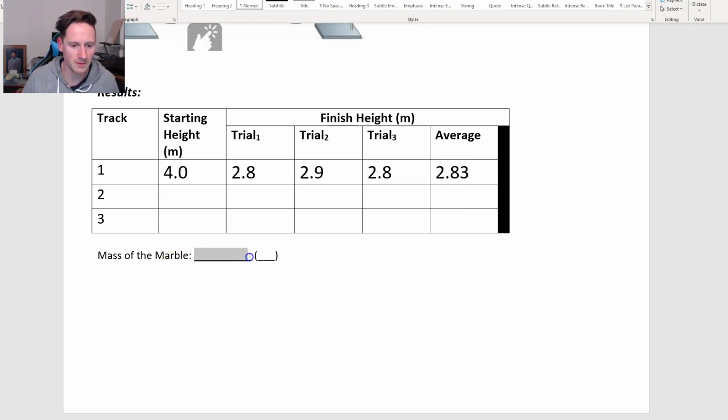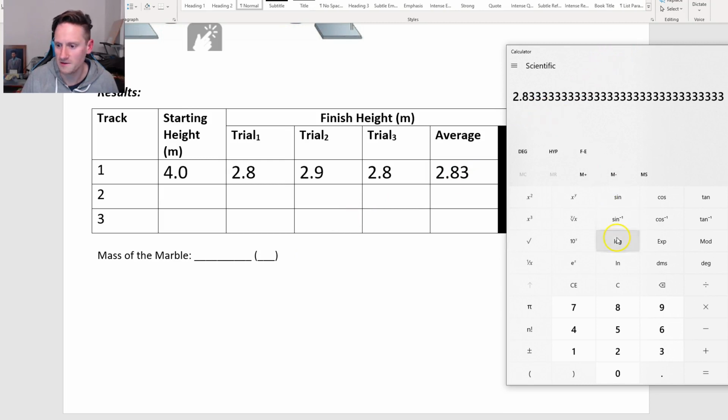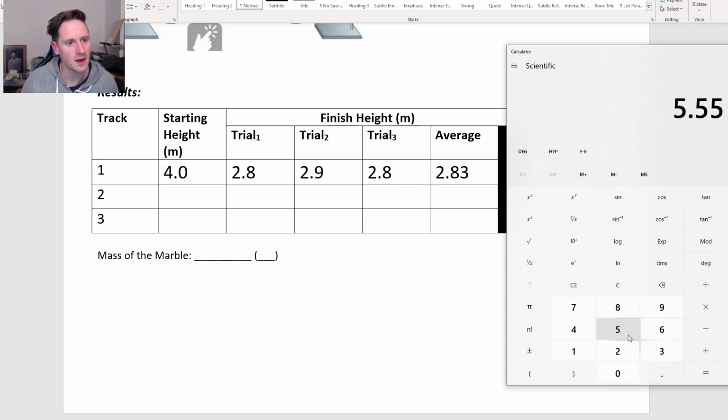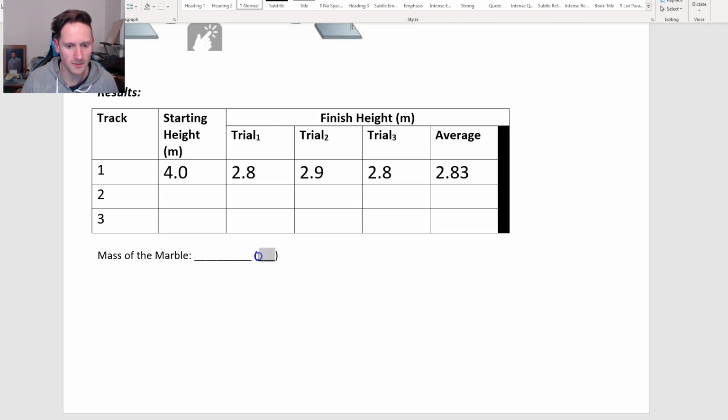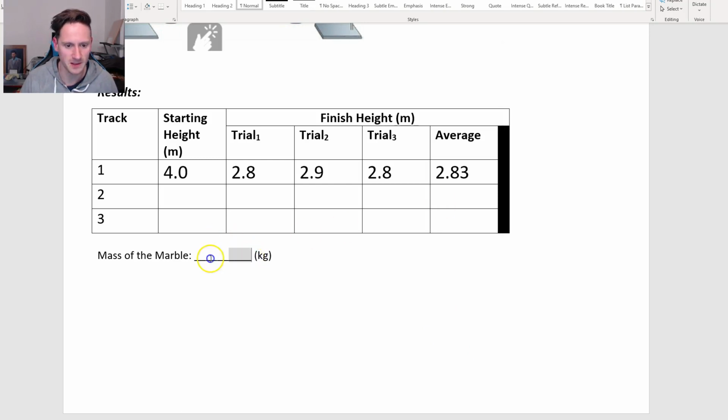Now, something really important here was the mass of the marble. We need to record that, okay? Now, the marble, I'm going to give an example of 5.55 grams. That was just one of the marbles in our class that I seem to remember for some reason. So 5.55 grams. In order to go from grams into kilograms, because we need the mass of the marble in kg, we need to divide that by 1,000 because there's 1,000 grams in a kilogram. So I get 0.00555. So I'm going to write that there. Okay.